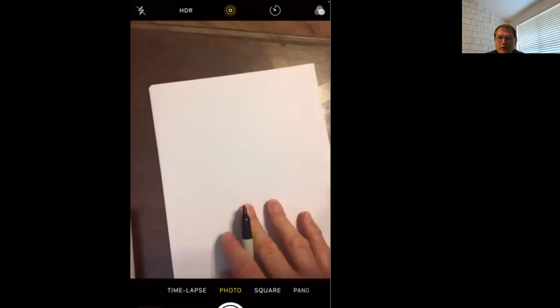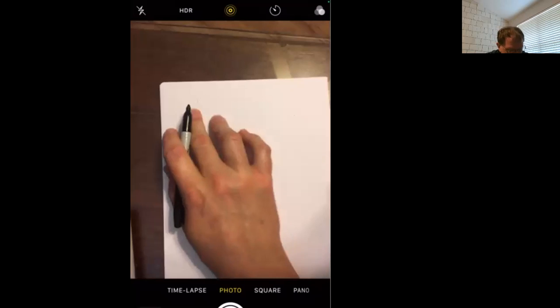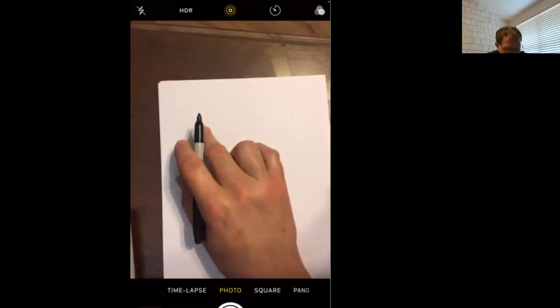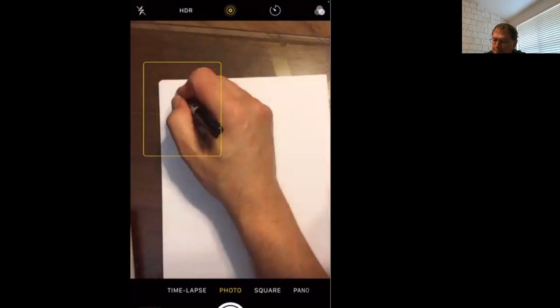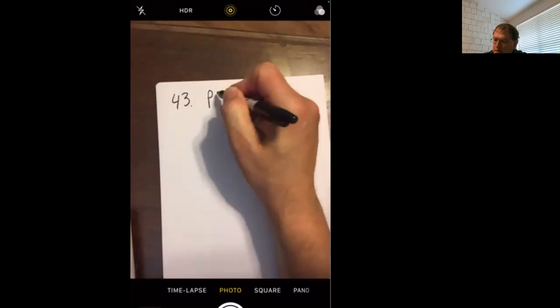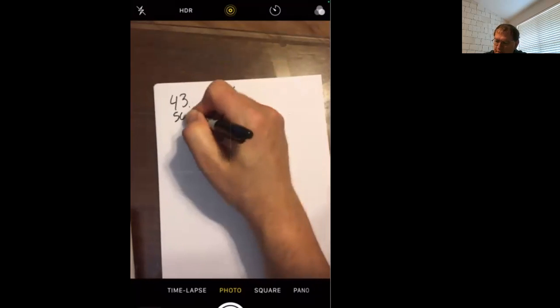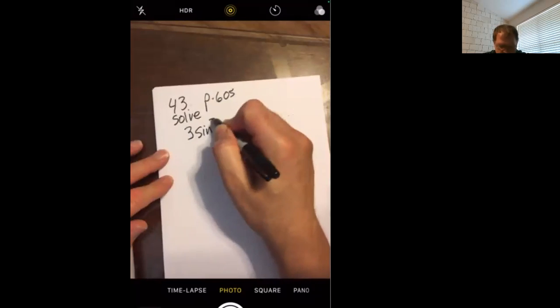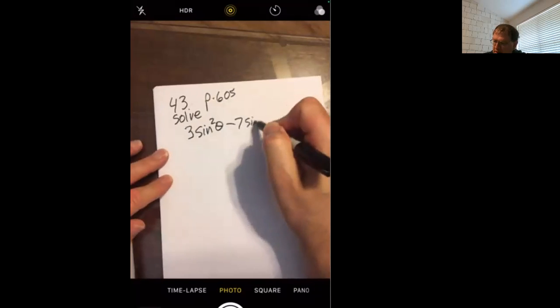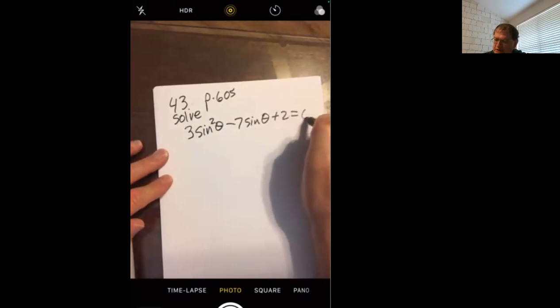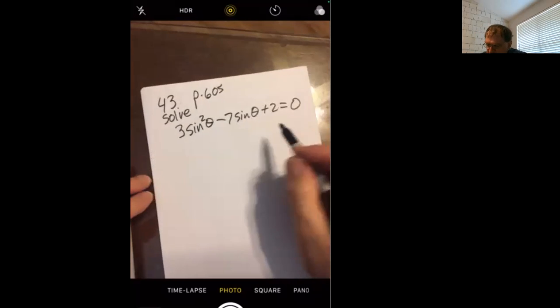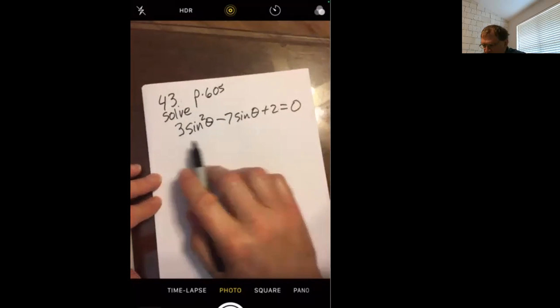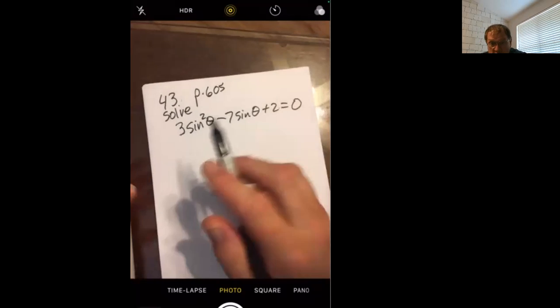Okay, how about moving into the ones that give you some factoring? I think I remember doing 39 and 41. Why don't we try 43? Solve 3 sine squared theta minus 7 sine theta, add 2 equals 0. These are pretty much set up to factor. If you've forgotten how you factor something like this with a number there, you can always use the quadratic formula.